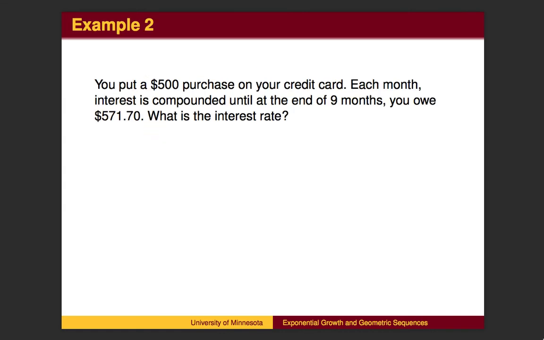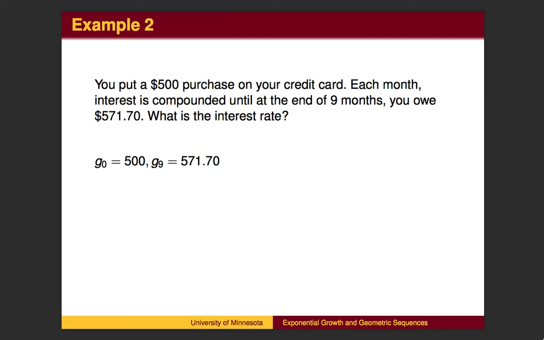Here is another example of a geometric sequence, the application of compounding interest. You put a $500 purchase on your credit card, and at the end of 9 months, you owe $571.70. What is the interest rate? This can be thought of as a geometric sequence with the initial term g sub 0 equal to 500 and the ninth term 571.70, one term for each month.